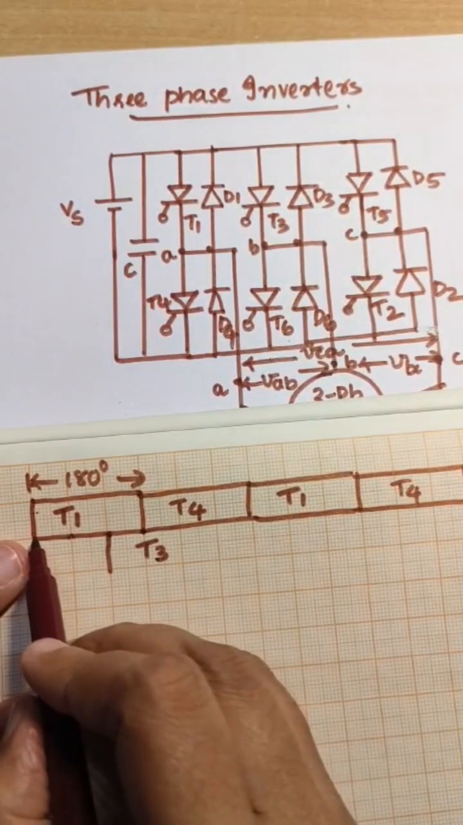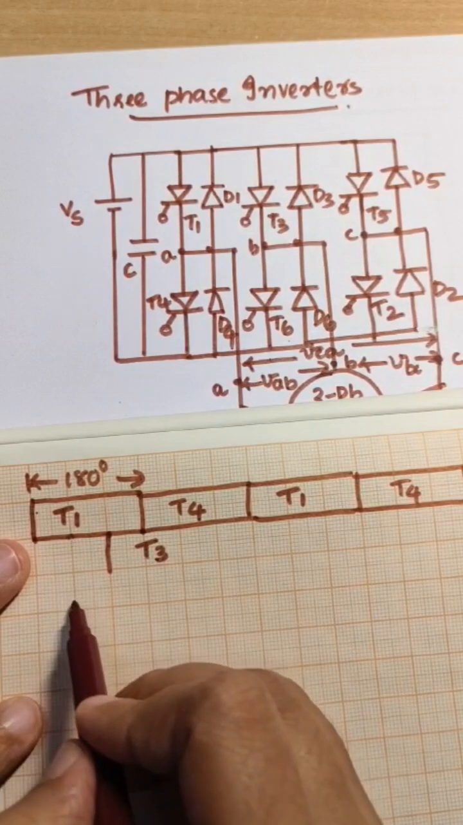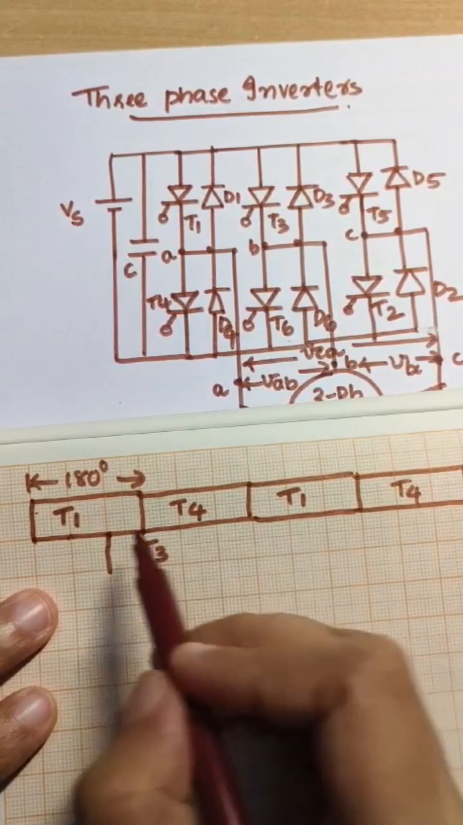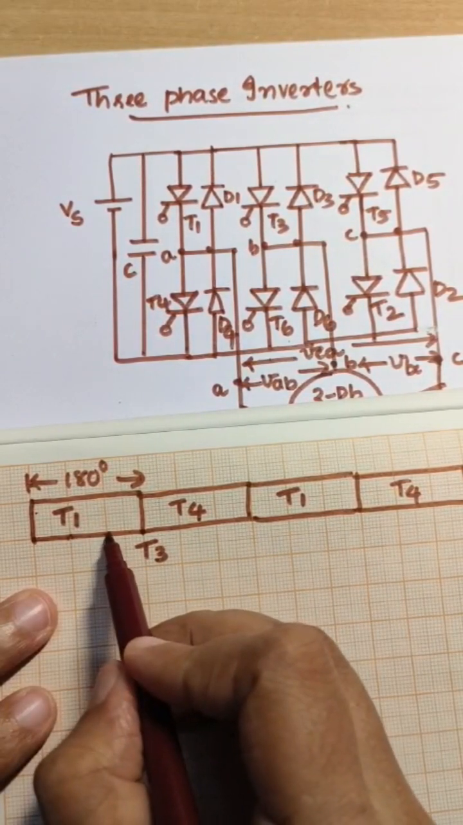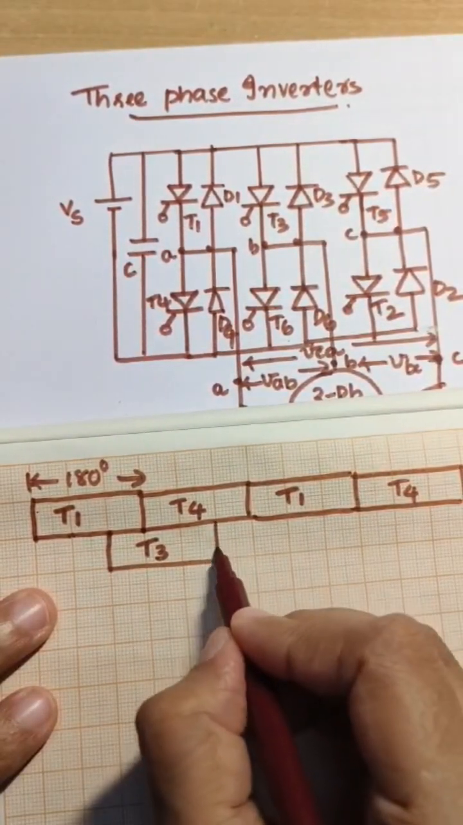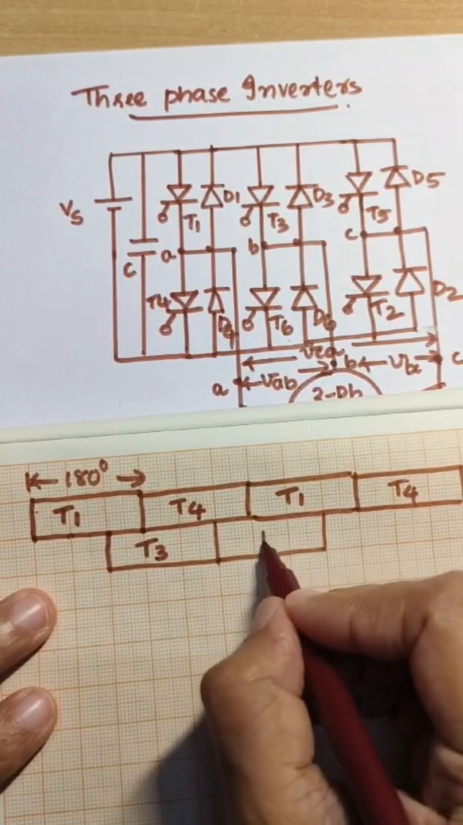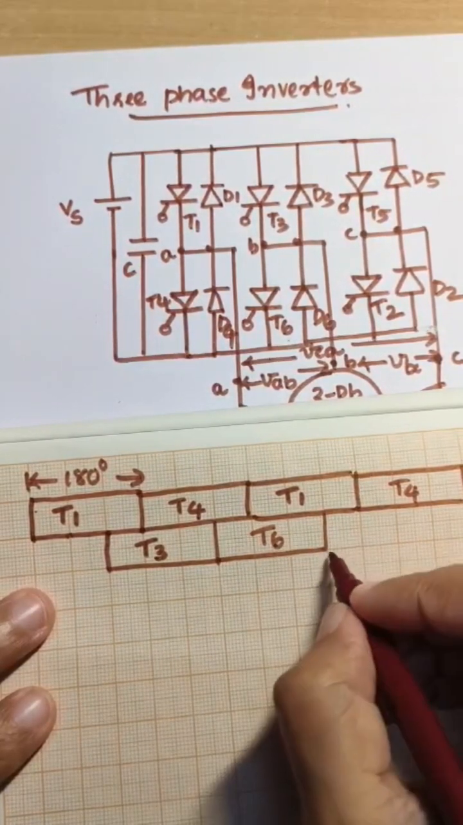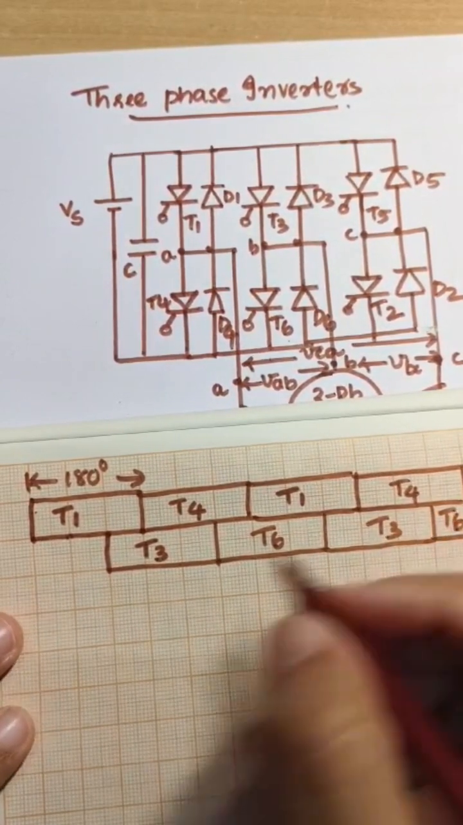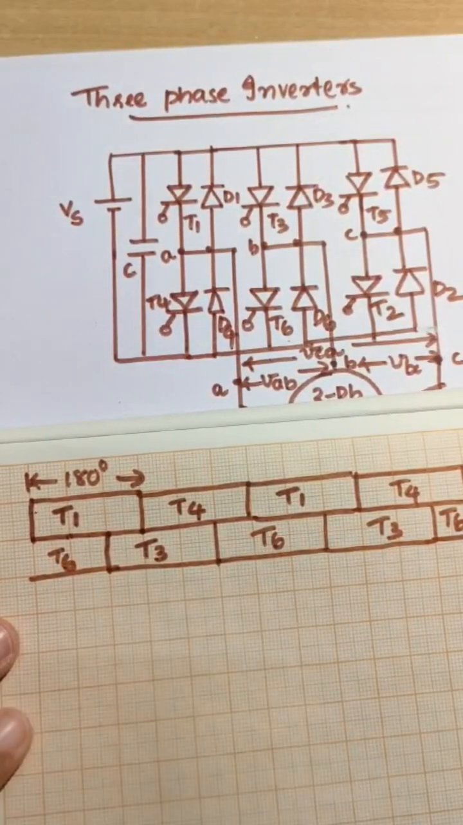So first T1. After 60 degree, T2 needs to be turned on, but we are drawing it in the third row. Now we are drawing the second row, which indicates the second leg. After again 60 degree, T3 will be switched on. T3 conducts for 180 degree. Then after that, T6 will be turned on. T6 operates for 180 degree. Then next again T3. So before T3, T6 was conducting.